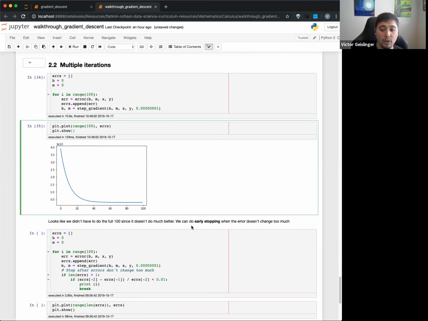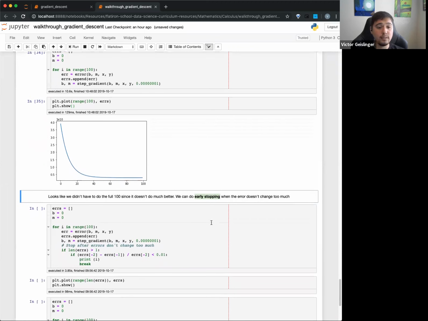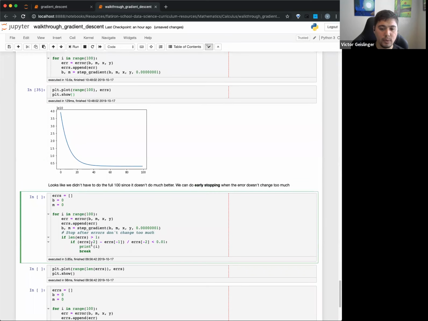So we can do something called early stopping. Early stopping allows us to say, go 100 times, but if the error doesn't change by that much, then let's just stop it there, okay? That's what we're doing here, essentially saying, if our error doesn't change by 1%, we'll just stop it there. You don't need to keep going, right? And we can see where it stops in this case, so we'll print that i here.